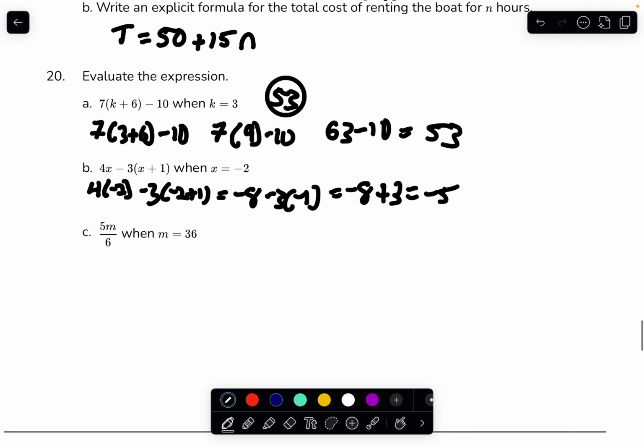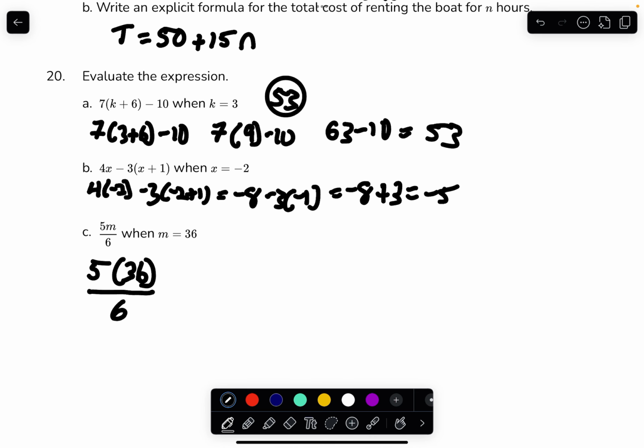And for the last question on this review, m equals 36. So now this becomes 5 times 36 divided by 6. How would I do this if I didn't have a calculator? I would first figure out what 36 divided by 6 is, which is 6. And so this becomes 5 times 6, which is 30. In other words, 6 goes into 36 6 times, and it's just 5 times 6. So the answer is 30. You could use a calculator.